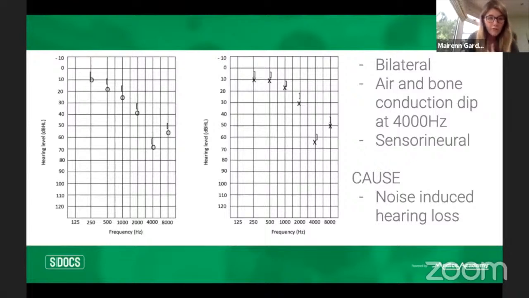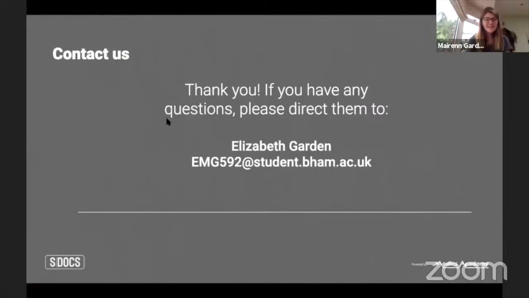This is indicative of noise-induced hearing loss. So often noise-induced hearing loss is bilateral, and they'll have this dip. Again, another thing that's just really useful to remember, because it might come up and it's quite easy to be examined on. So that's the end of my audiogram bits.